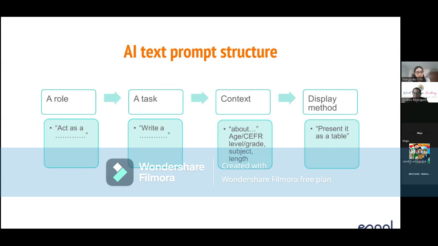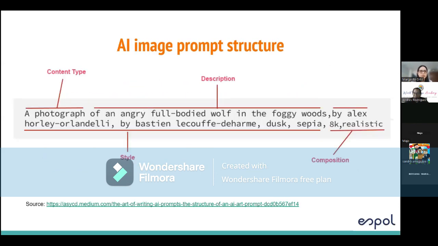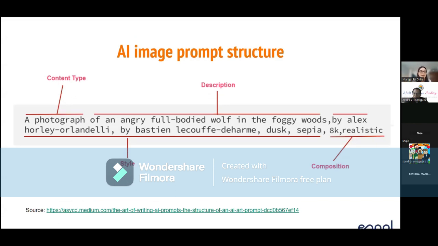But it is different. It's similar but different when you talk about pictures, okay? For images, for instance, you see? So again, you need the content. What do you want? I want a photograph, a painting, okay? Of what? The description of an angry full-body wolf in the foggy woods by Alex Turner. The style, I don't know, Van Gogh. Remember that I was writing Van Gogh style, okay? And then how you want it, the composition, realistic, HD.